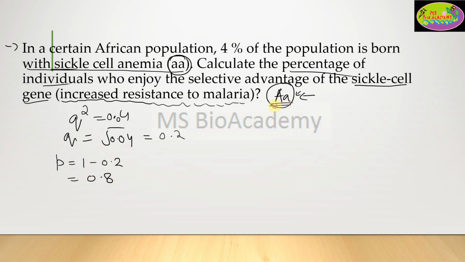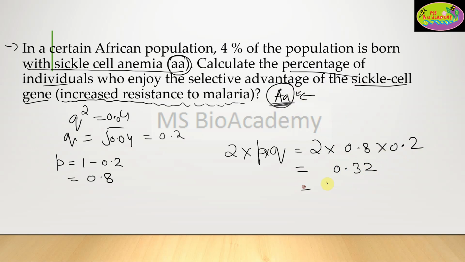Now next, what do we have to do? We have to find the heterozygous frequency. So simple, just do 2pq, 2 multiplied by p multiplied by q. So 2 multiplied by p, which is 0.8, multiplied by q, which is 0.2. This will give you the value of your heterozygous frequency. So this will come to 0.32, right? 0.32, or you can say 32% of the individuals will be heterozygous, or will have the advantage of the sickle cell gene with increased resistance to malaria. So that is how to solve this kind of question.